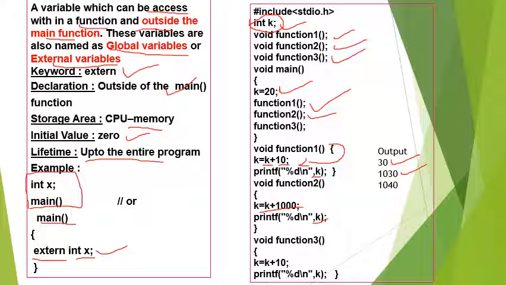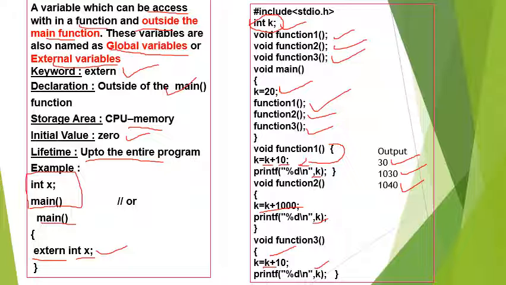Now it will return to the main function. From there it is calling function 3. What is happening inside function 3? It is adding 10 to that value k. So 130 is there for the value k, and it is adding 10, so the value to be printed will be 140. Like this it will be working, so the value will be available throughout the program.